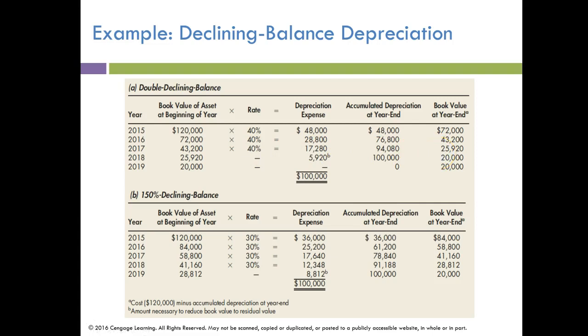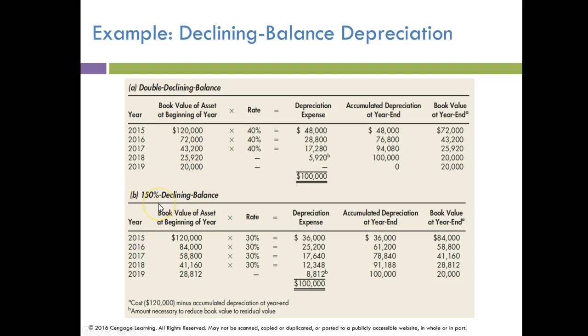Now, once we reach a point where, if we were to continue at that rate, we would depreciate our asset below its salvage value, we basically have to truncate the depreciation that we take in the year that we would have inadvertently done that, so that we make sure we don't go below the salvage value. So at the end of year 3, we had 25,920, and 20,000 is our salvage value. So all we can take in year 4 is the 5,920, and then no depreciation in year 5. And that's for the double declining balance method.